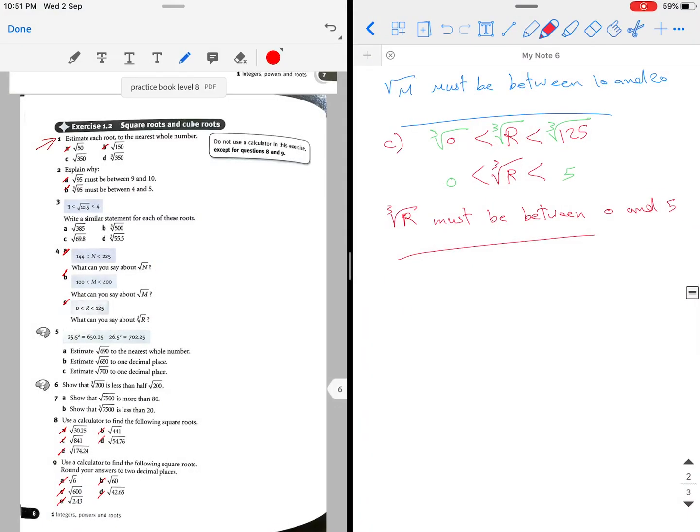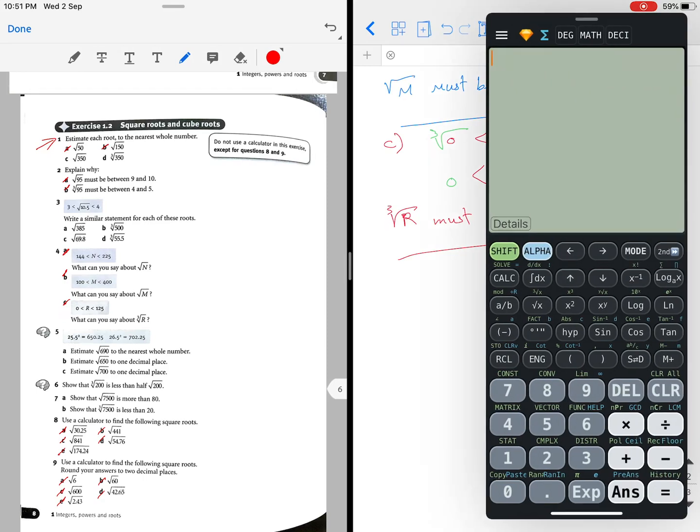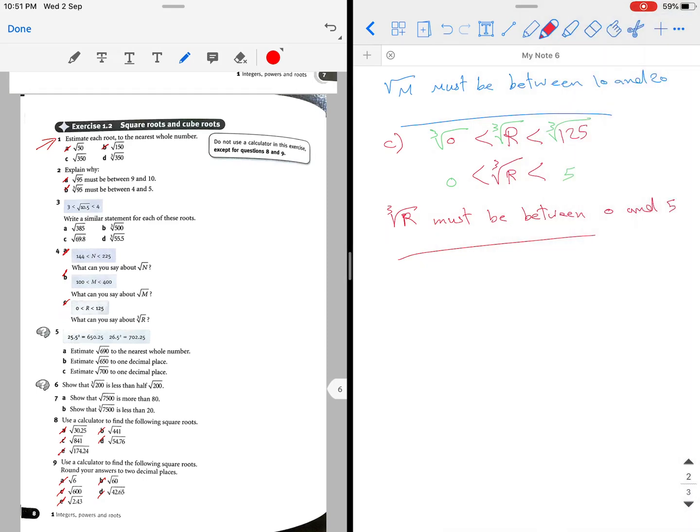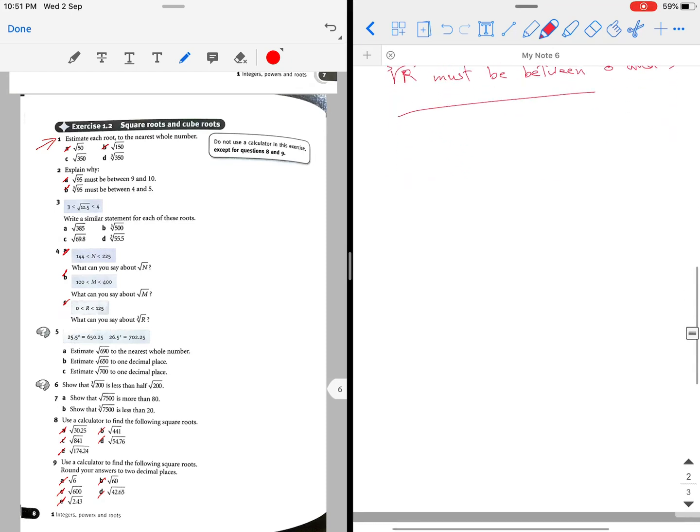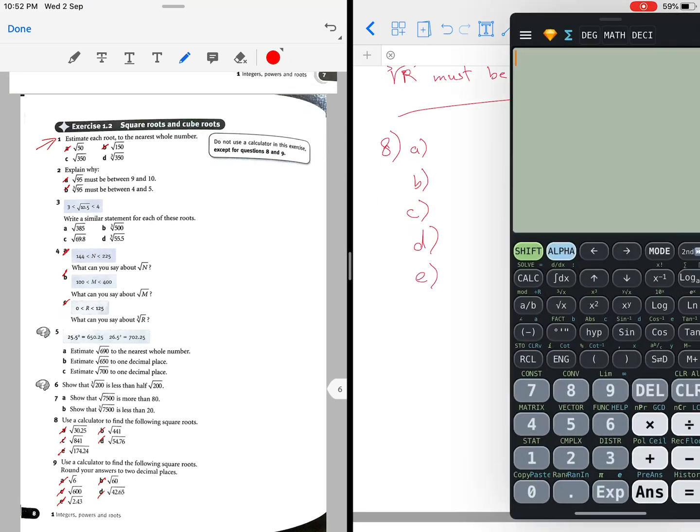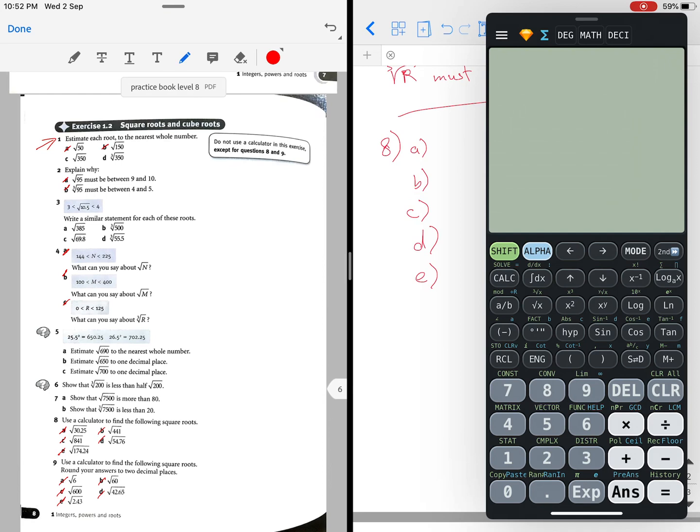After that he asked me to use the calculator. Here in question number 8, use your calculator to find the following square roots. How to use the calculator here? Okay, let's write here. We have question number 8, A, B, C, D, and E. In A, it's a square root here. You have to write the square root first. Some calculators, the old ones, you have to write the number first, then you press the square root button. Here you will write the square root first and then write 30.25. So it's 5.5.